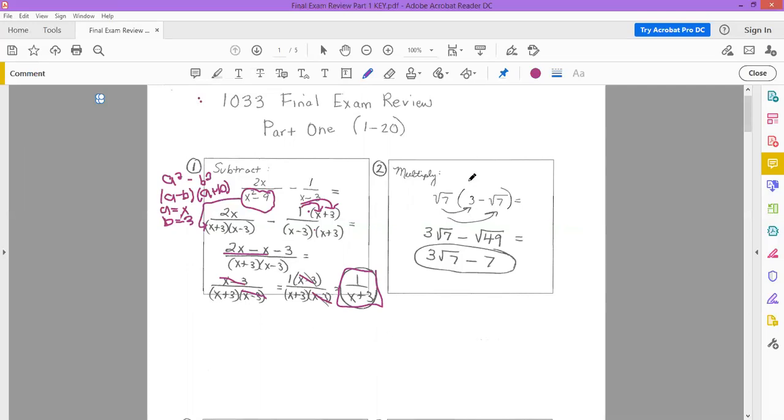For problem number 2, we're distributing the square root of 7 times both terms in parentheses. So square root 7 times 3 gives you 3 square root 7. The square root of 7 times minus square root 7, so 7 times 7, gives you minus square root 49, and the square root of 49 is 7. So our answer is 3 square root 7 minus 7.